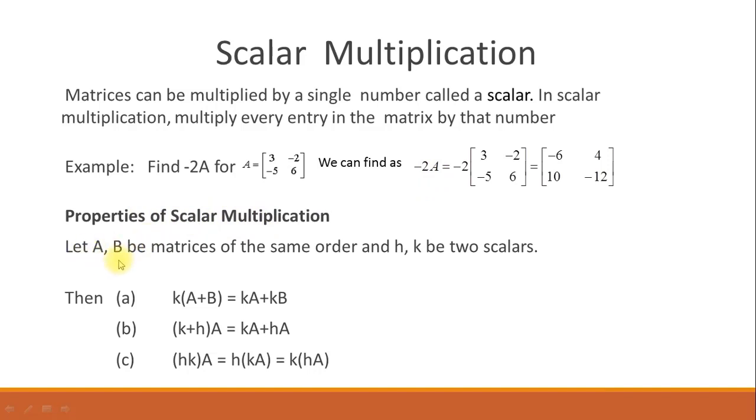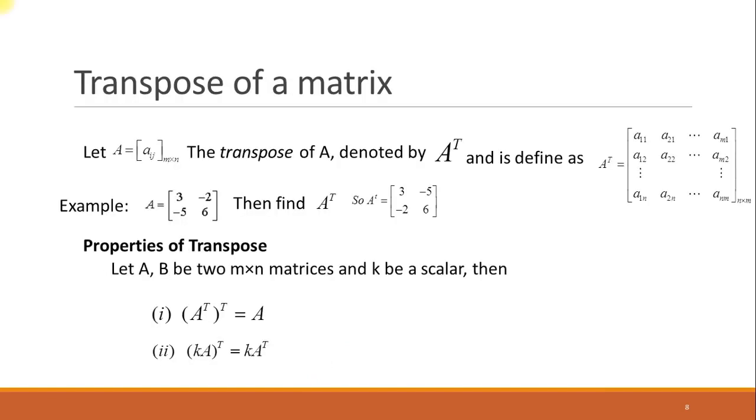Let A and B be two matrices of the same order, and H and K be two scalars. Then K into A plus B, we can write KA plus KB. Similarly, K plus H into A, we can write KA plus HA, and HK into A, we can write H into KA, and similarly we can write K into HA. These are the properties of scalar multiplication.